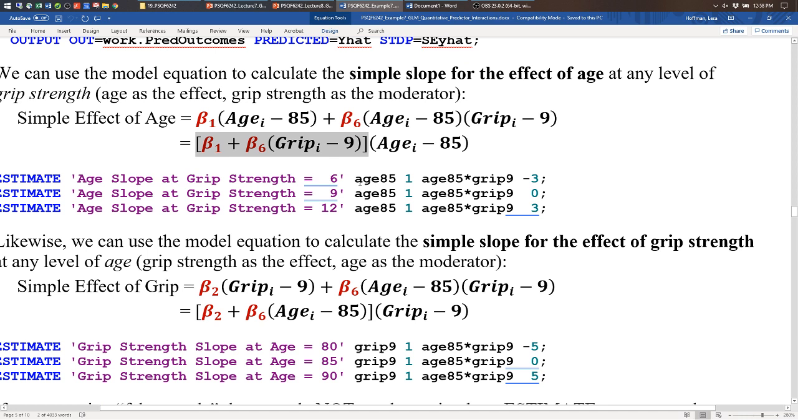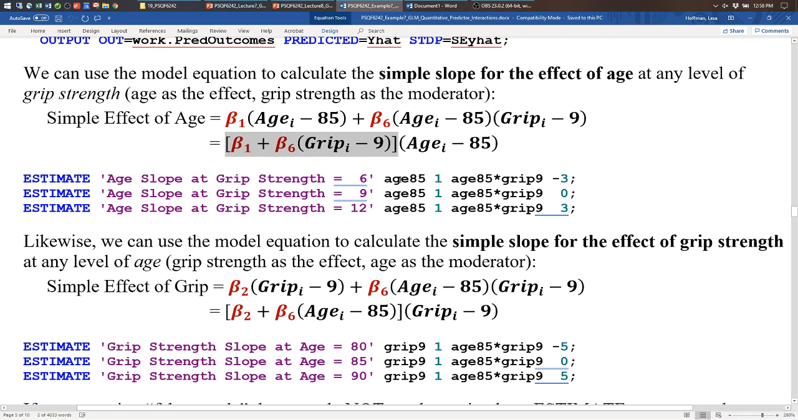So these 3 sentences down here, these estimate statements, when you see the word, what it's actually referring to is the beta that goes with it. That's what SAS is talking about. So when I say I need 1 age 85, what I'm saying is I need one of the coefficients that goes with age 85, which is beta 1. So at a minimum, my age slope starts with the simple main effect of age. I then fill in the value of the moderating predictor, which is grip strength here. So I fill in the value that should go with this part. If I want grip strength of 6, 6 minus 9 is minus 3.